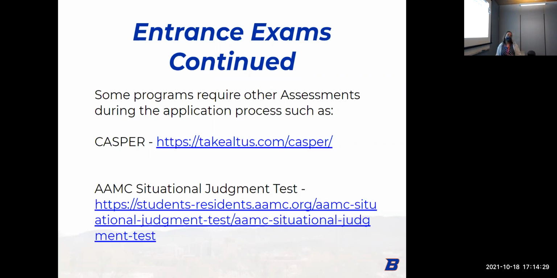We can certainly have somebody come and talk towards the end of the application cohort cycle about CASPER. Some of the students who are in the application process right now have already taken it, and I could bring in those students to have you learn a little bit more about what those are. I also listed another one. There's a couple of school-based ones that are situational judgment tests, and those are ones that you'll have to consider as well.